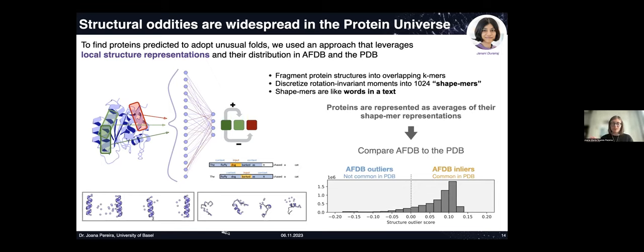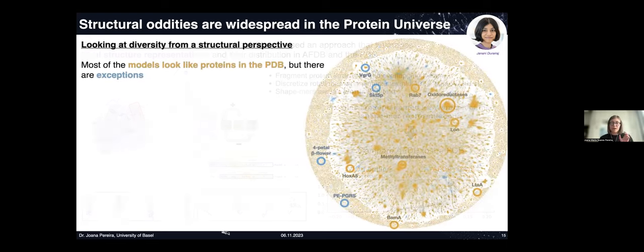So then you can use this shapemer representation, which is a fixed length vector, and compare it with the distribution of shapemer representations in the Protein Data Bank. If a protein has a shapemer representation that looks like those of things we see in the PDB, then it would be common in the PDB and it would be an inlier. But if it doesn't look like those in the PDB, it would be an outlier.